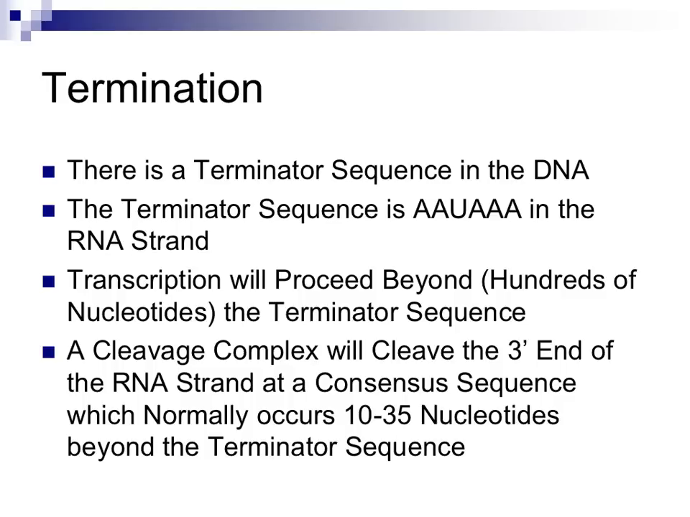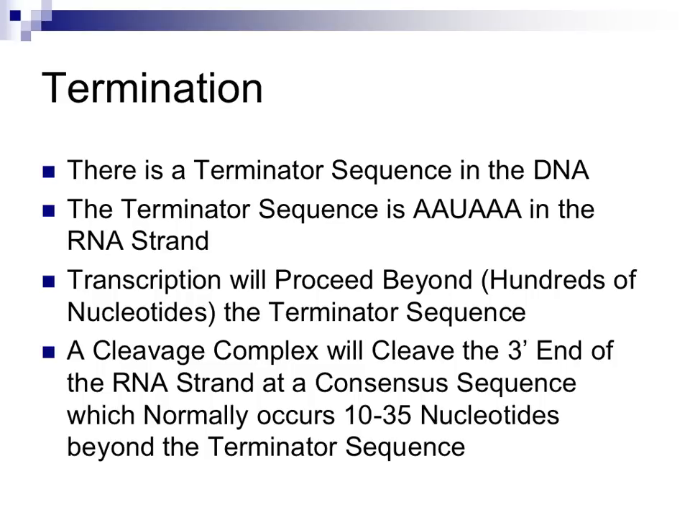There is what's known as a terminator sequence in the DNA. And when it's transcribed into the RNA strand, it becomes the terminator sequence AAUAAA. So there are quite a few adenines in there. Now, as transcription is occurring, it will proceed beyond that terminator sequence. Even though it says it's a terminator sequence, think of it more like a signal indicating that the termination point is coming up at a certain distance ahead. So it's more like a warning that the termination point is coming up.